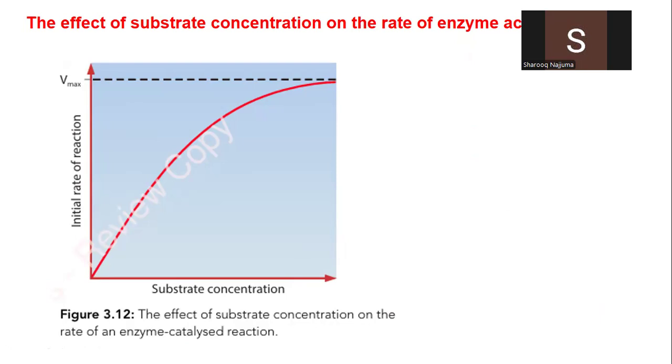Lastly, let's look at substrate concentration. Substrate concentration affects the rate of enzyme activity. The question is how? In this investigation, we are still looking at an example of hydrogen peroxide being broken down by catalase. In this case, the substrate concentration was the one being changed. That means the concentration of hydrogen peroxide was changed.